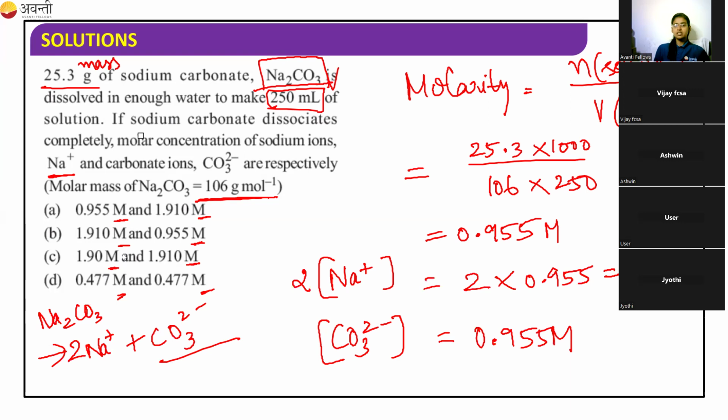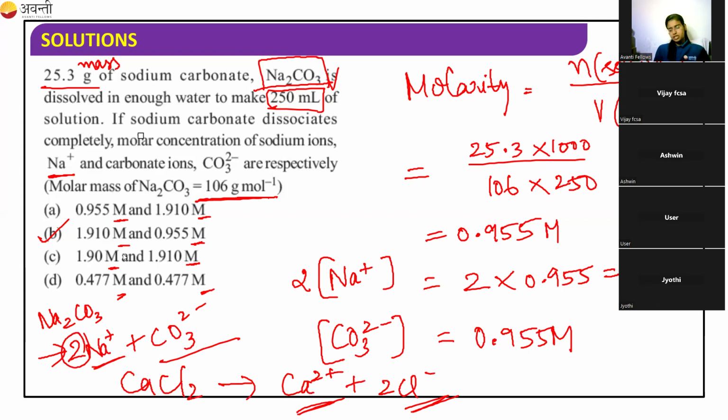So now which is the correct answer? For sodium it is 1.9 and for carbonate it is 0.9. So option B is the correct answer. So it all depends on the dissociation only. If we have CaCl2, what do we get? We will be separating this into Ca2+ ion and 2Cl-, right? Because chlorine is uni-negative and calcium is di-positive. In the same way, sodium will have only uni-positive ion and the dissociation would be like this: 2 Na+ and 1 CO3 2-. Clear now? Shall I move on to the next question?